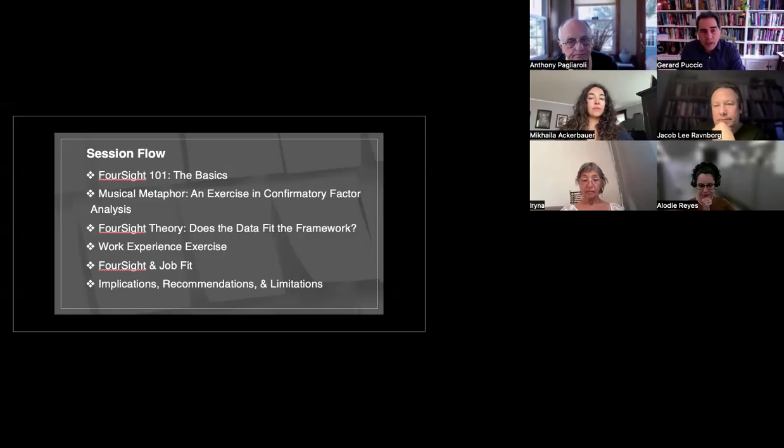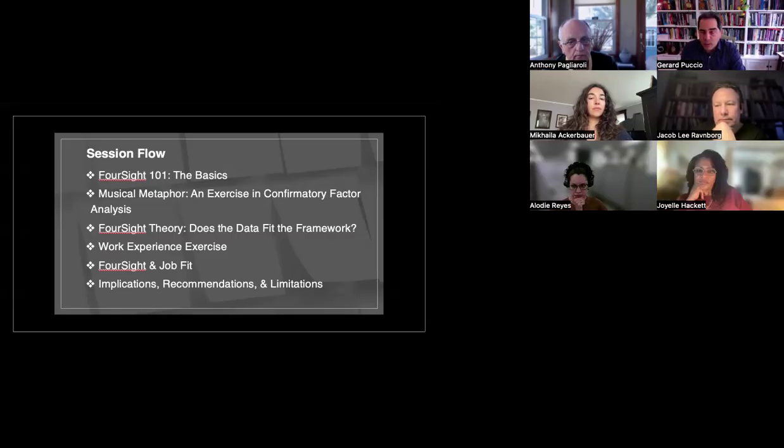There will be an exercise after I go through some basics, an exercise around confirmatory factor analysis. I'm going to assume that we're not all experts in statistics, so I thought it'd be useful to do a little analogy in terms of what CFA is intended to do. Then we'll get into the FourSight theory and look at the analysis and whether the data from 66,000 people confirms the theory. This, for me, is one of the more profound elements out of this research.